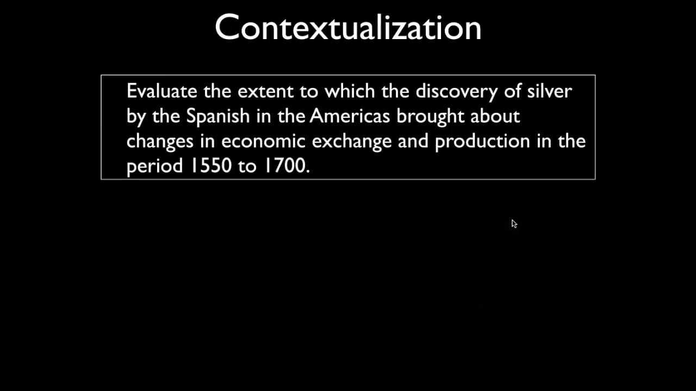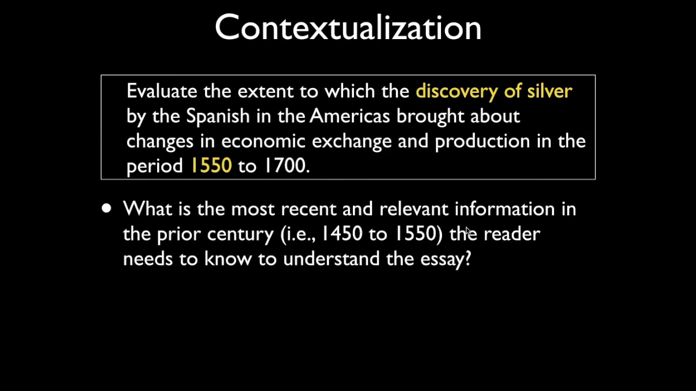When you're thinking about writing contextualization, you really need to go back and think critically about the prompt. In this particular prompt, it's asking you about the extent to which the discovery of silver by the Spanish in the Americas brought about changes in economic exchange and production in the period 1550 to 1700. So for me, the important details related to contextualization here is the discovery of silver by the Spanish in the period 1550. You have to provide some explanation or context for the reader that helps them understand how the Spanish discover silver in the Americas.